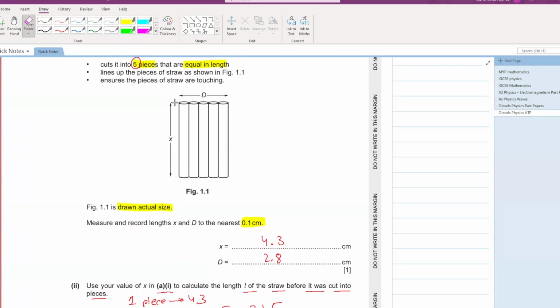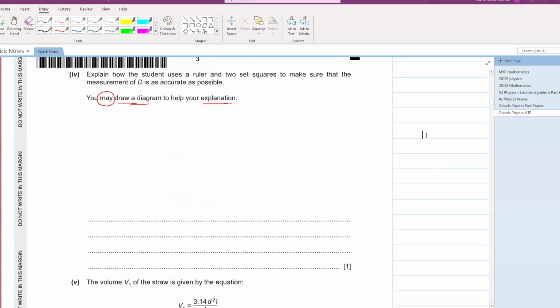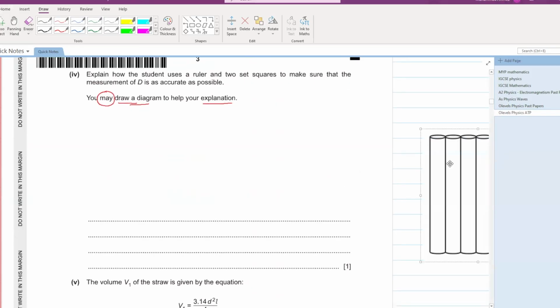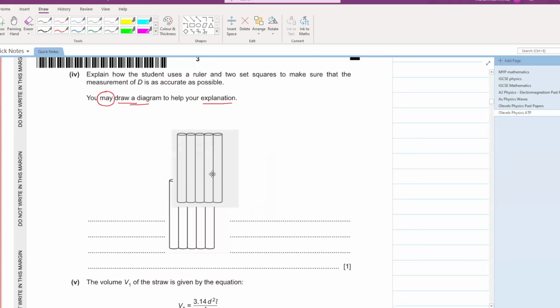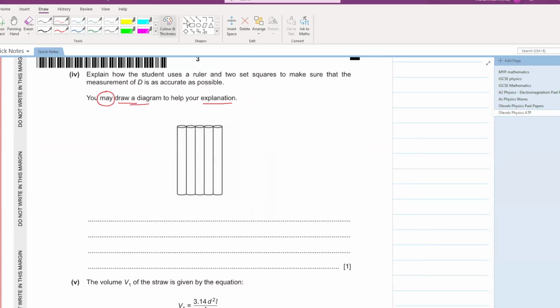Let me snip this image here and place it here. What the student will do, and you can draw this diagram as well, is make use of two set squares to align the straws. The set squares can be a bit bigger, but they will be used to align the straws in a perpendicular way, like this.